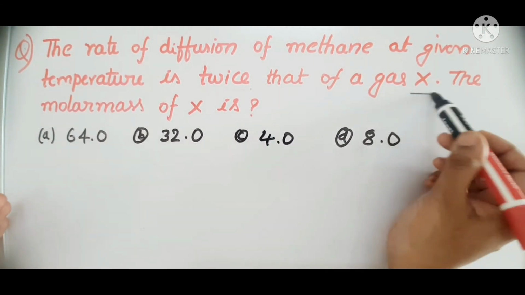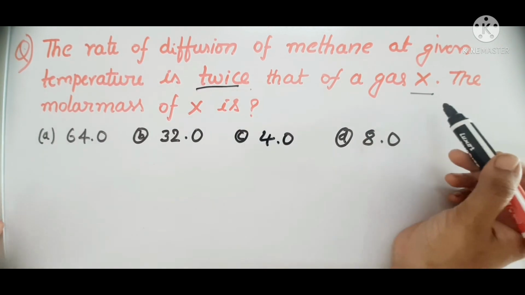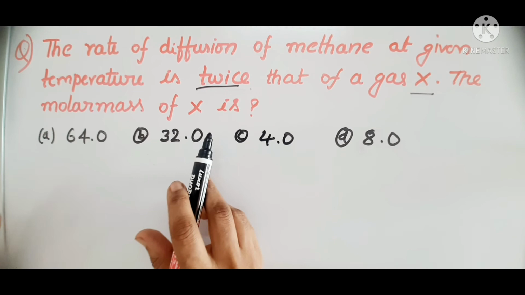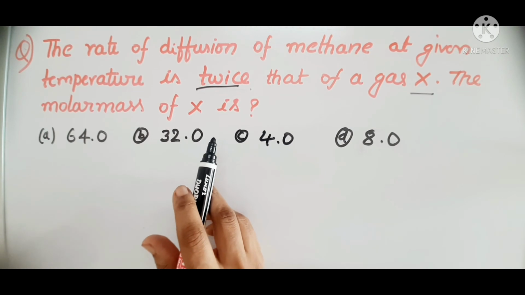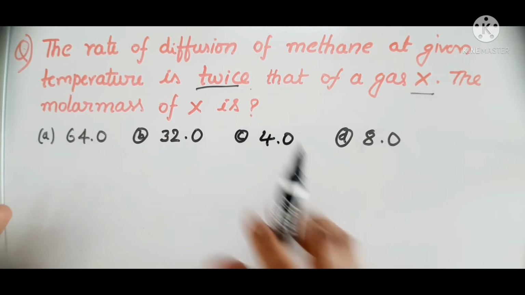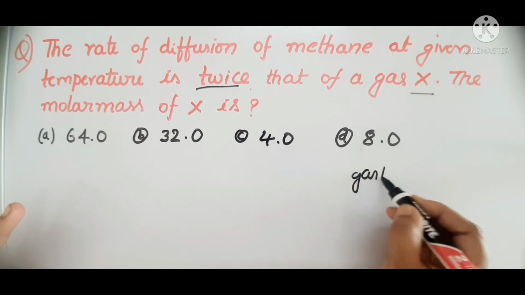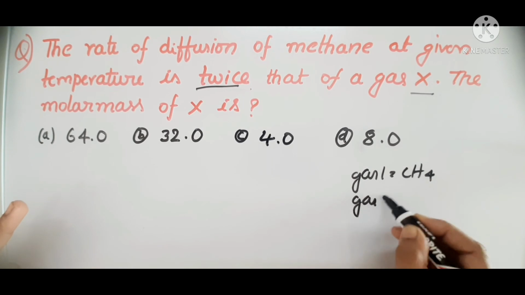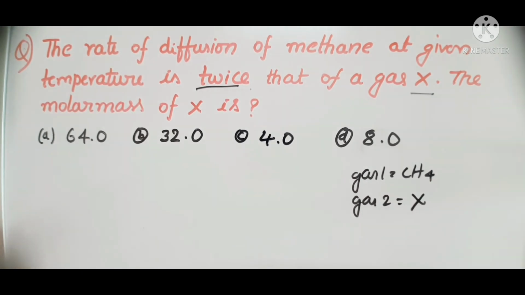Okay, next question is, the rate of diffusion of methane at given temperature is twice that of a gas X. The molar mass of X is, what would be the molar mass of X here? How can you find it? So here the question is very clear. Here you have two gases, right? That is first methane. Gas 1 is methane, CH4, and gas 2 is X, right?